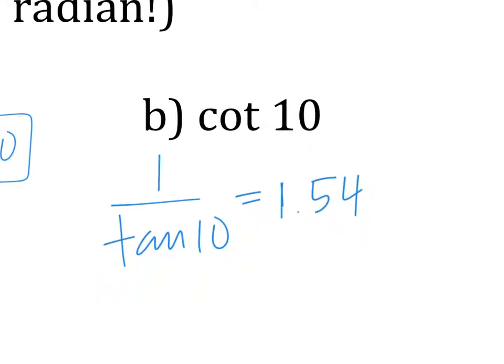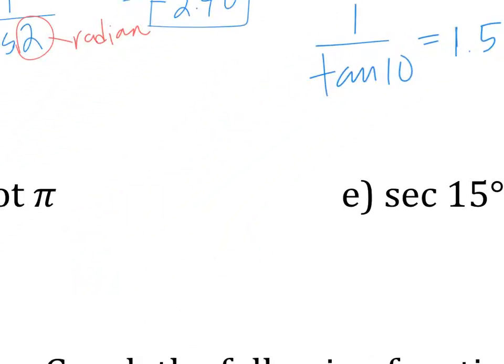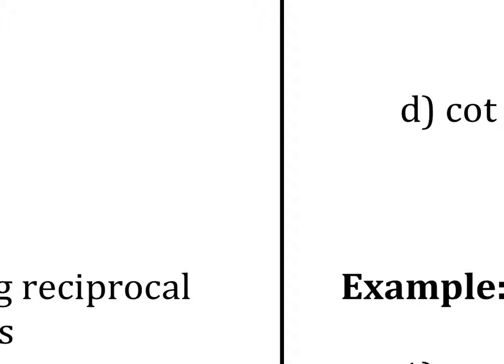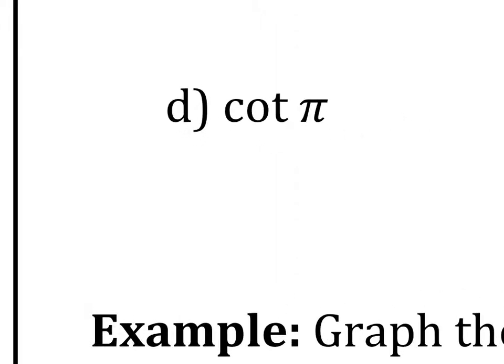All right, let's do 2 more, and then we are going to move on to graphing. Okay, cotangent pi. What is this? Radian or degrees? Radian, yes. Anytime you see a pi, that's going to be in pi radian. Okay?